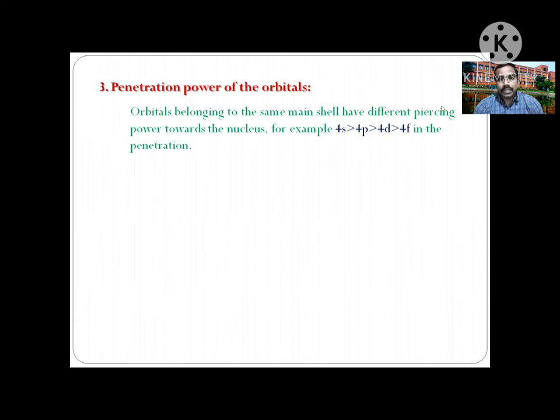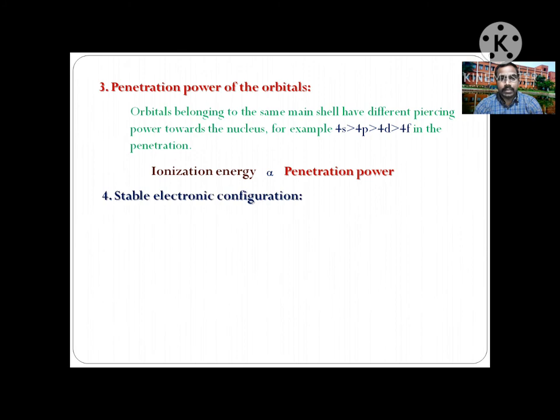In a similar way, if 4s, 4p, 4d, 4f orbitals are present in a shell, the electron is preferentially removed from the 4f orbital because of less piercing power. Piercing power is always directly proportional to ionization energy. We can say that ionization energy is directly proportional to the penetration power of an orbital.